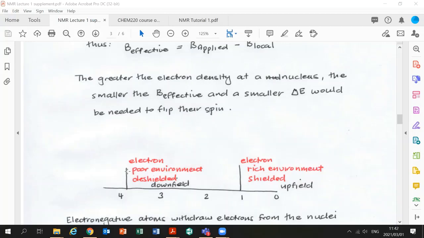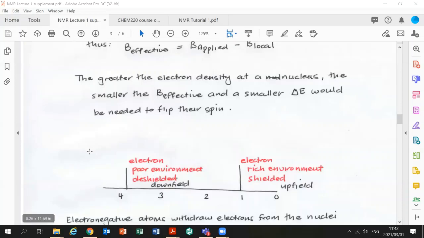And if I experience more and more of the applied magnetic field because of the electron poor environment, we call that de-shielded. Here the pads are off, or the pads are coming off slowly. You see that as I go from here to here, the pads are coming off slowly, and slowly the pads are getting thinner and thinner and thinner. I'm experiencing more of the applied magnetic field.